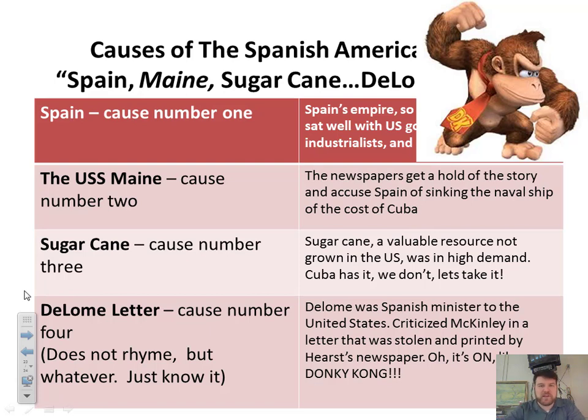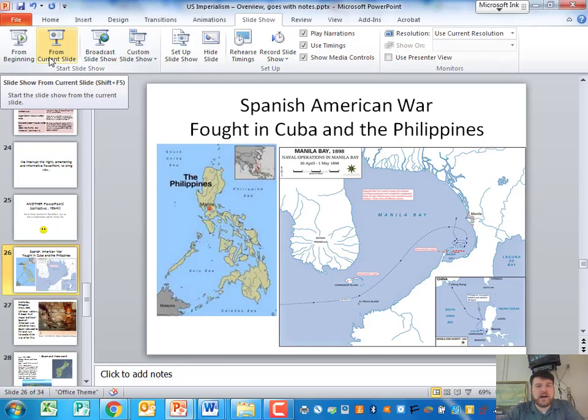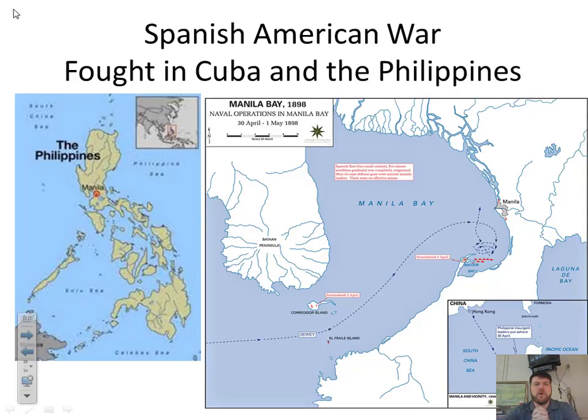We have all the economic interest to take over Cuba. We've got the alleged attack of the USS Maine, and now we've got Spanish ministers basically calling us out, and we can't have that. So these are the reasons. Think Spain, Maine, sugarcane, and then just the Delome letter. Remember it. Okay, so like we said, the Spanish-American War is fought both in Cuba and in the Philippines.